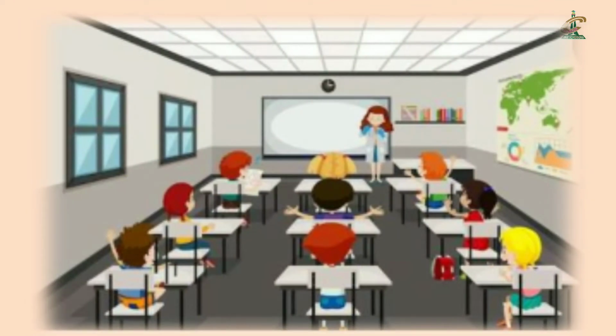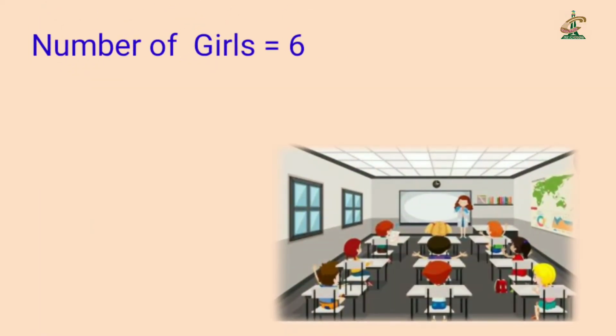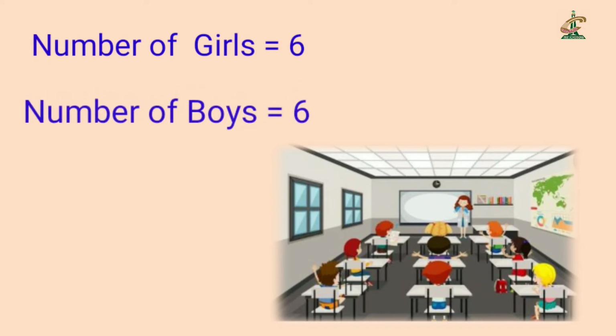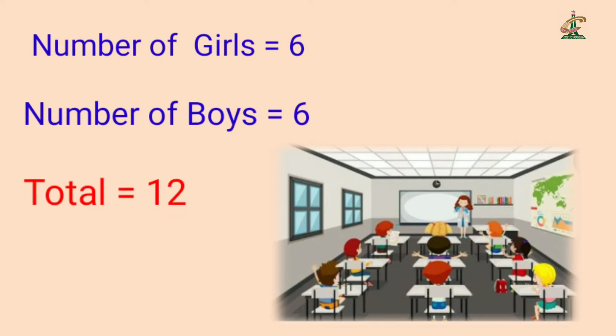Imagine if we have a classroom. In this classroom we have 6 girls and 6 boys. If we sum the number of students, we will get 12. Means there are total 12 students in the classroom.